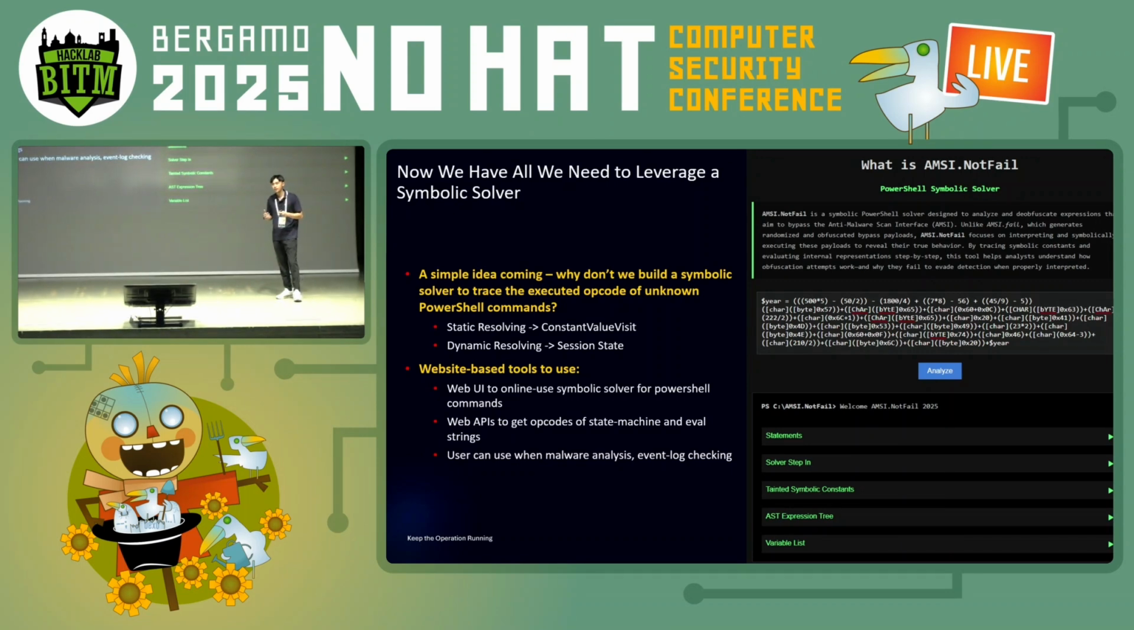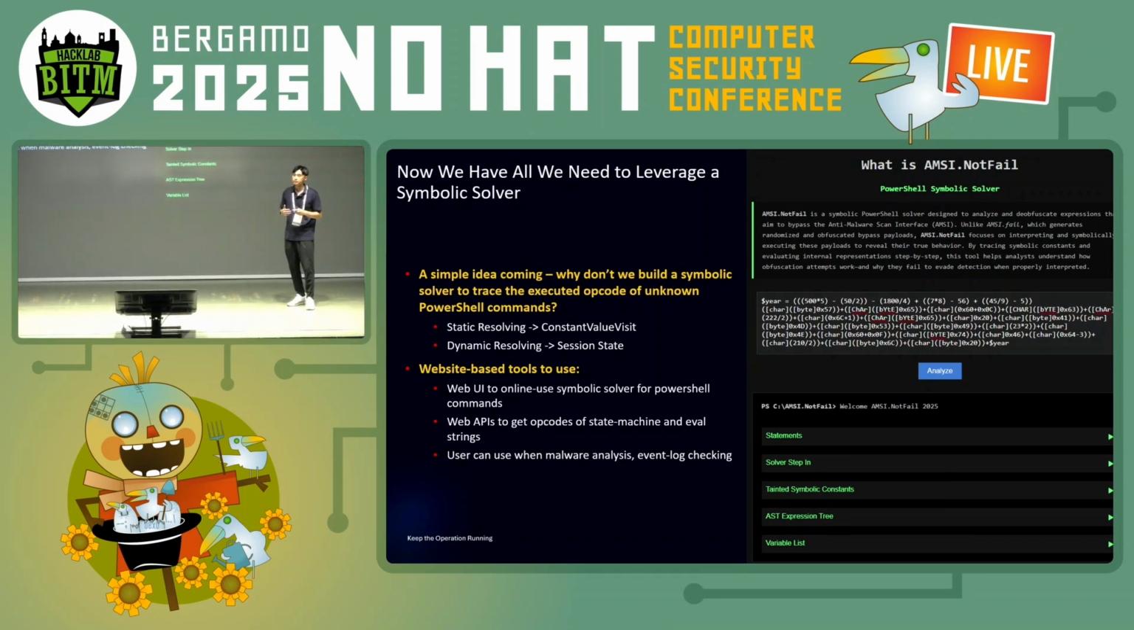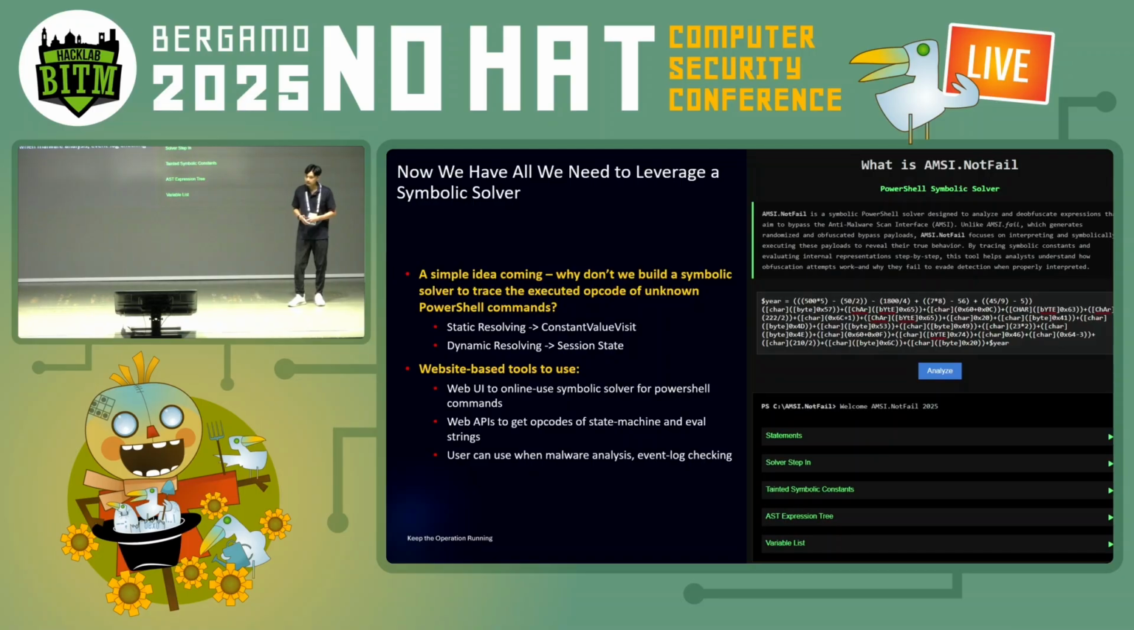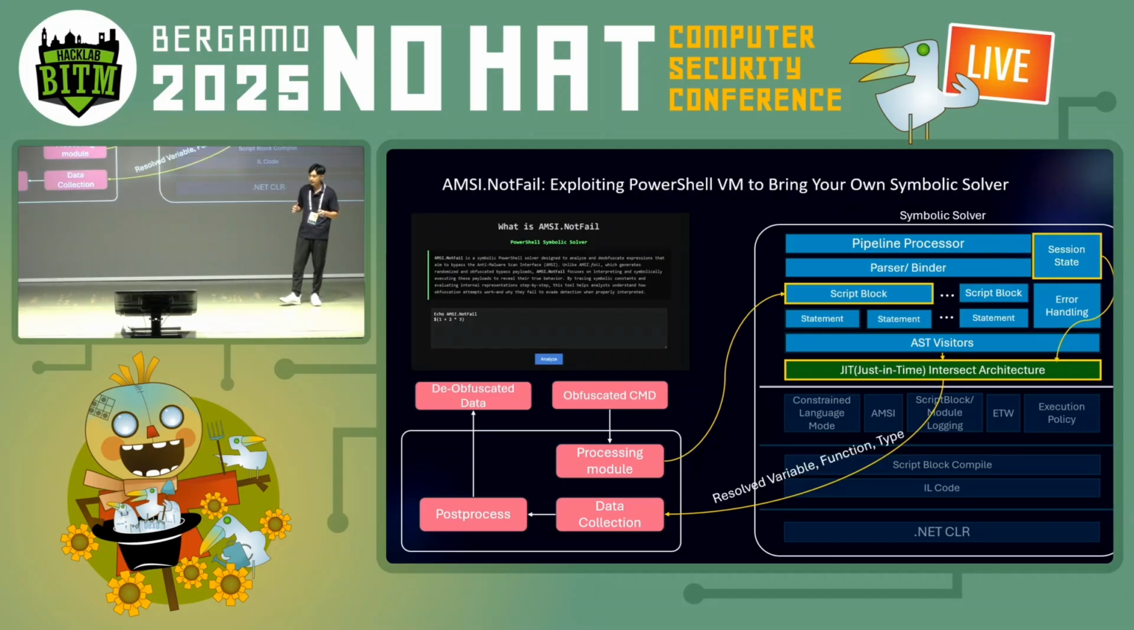But we propose this approach, we don't need any policy or rule because we use PowerShell internals to help us de-obfuscate it. So we built a web-based tool for reverse engineers or routing to de-obfuscate the command more quickly. Here is our architecture.